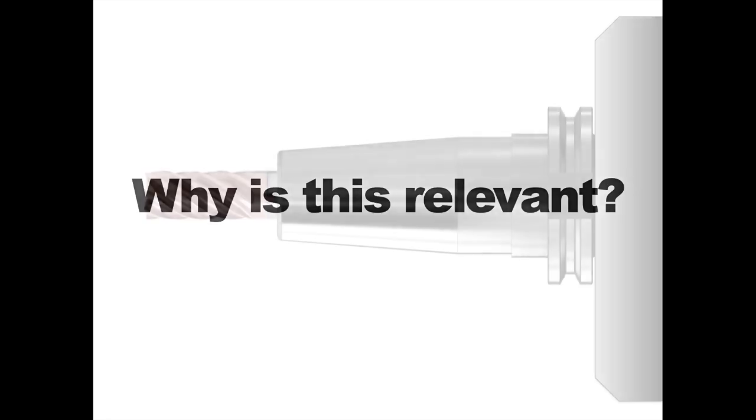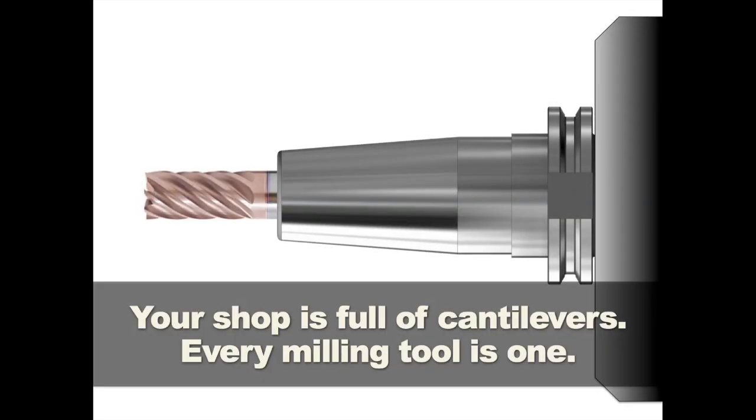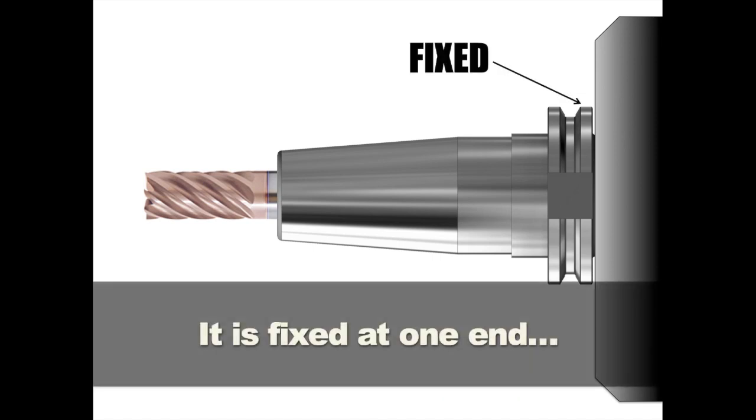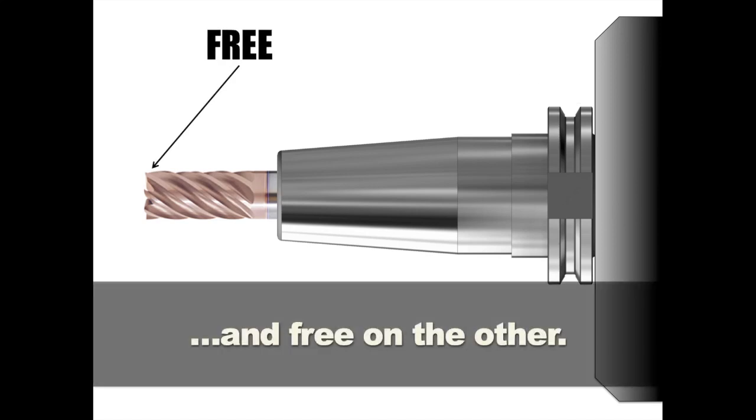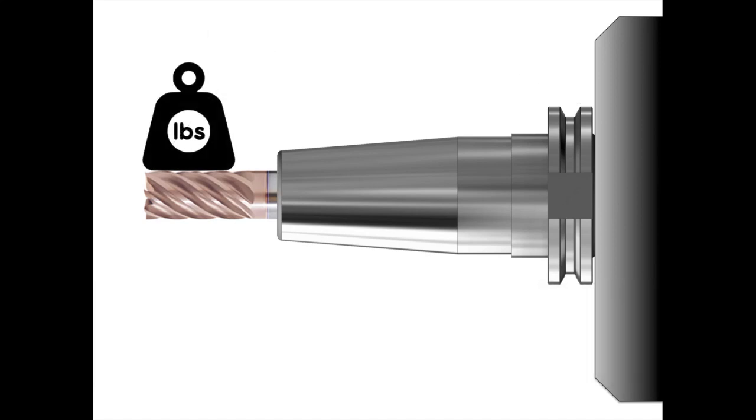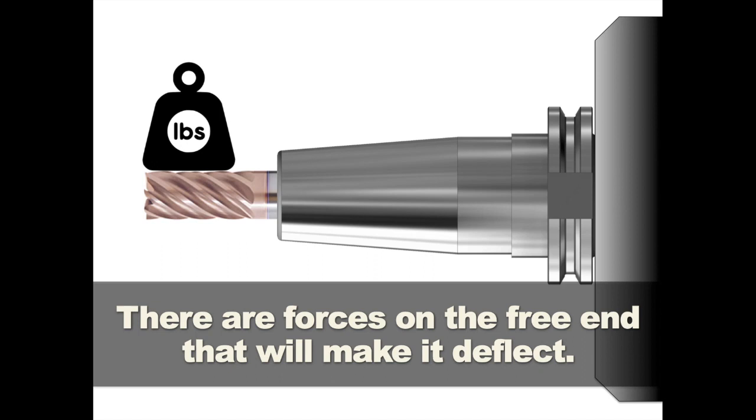Why is this relevant? It is because your shop is full of cantilever beams. Every milling tool assembly is one. It is fixed on one end and free on the other. There are forces on the free end that will make it deflect.